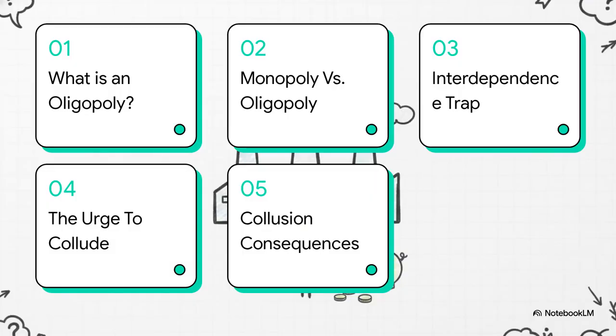Here's our roadmap for today. 1. What is an oligopoly? 2. Monopoly versus oligopolistic firms. 3. The interdependence trap. 4. The urge to collude. And 5. The consequences of collusion. By the time we wrap this up, you're going to look at your next major purchase in a totally different way.